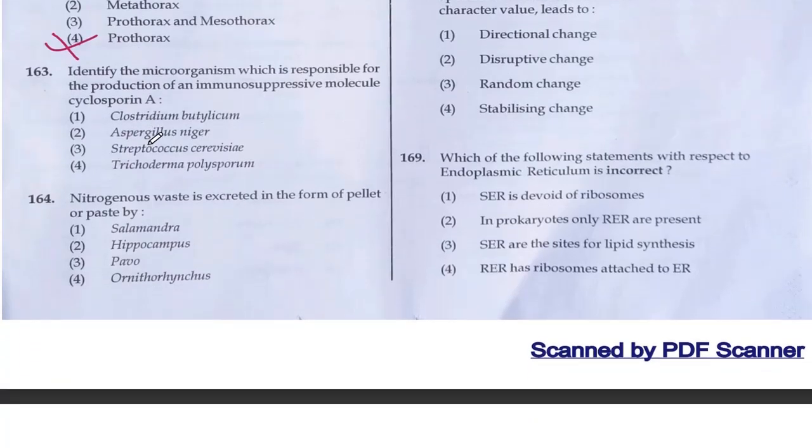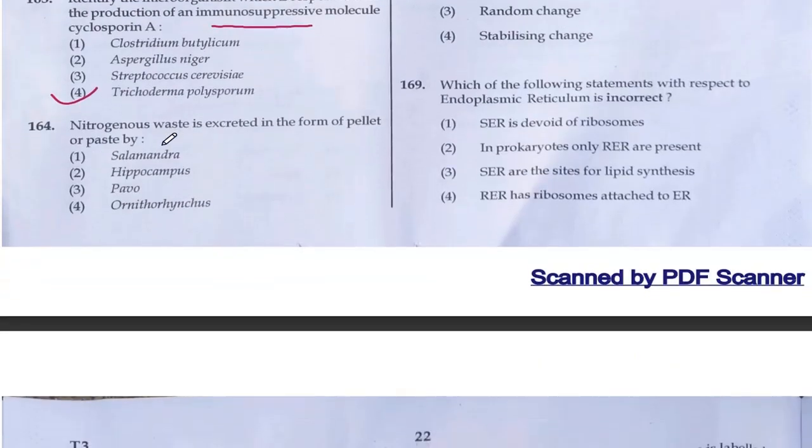Next, coming to question number 163. Identify the microorganism which is responsible for the production of an immunosuppressive molecule. That will be cyclosporin A. So that answer will be Trichoderma polysporum. Coming to question number 164. Nitrogenous waste is excreted in the form of pellet or paste by the organism. So that will be your Pavo.